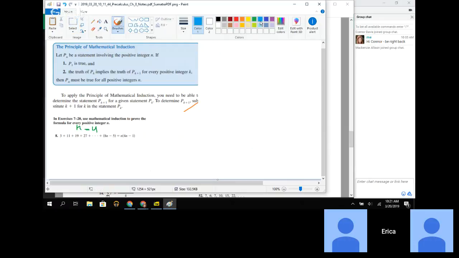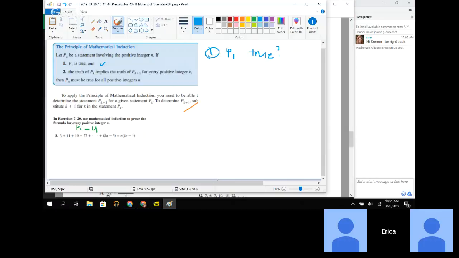Okay, so the first step in mathematical induction is: is P sub 1 true? Is P sub 1 true? That's what we're going to do, the first step. So is P sub 1 true?